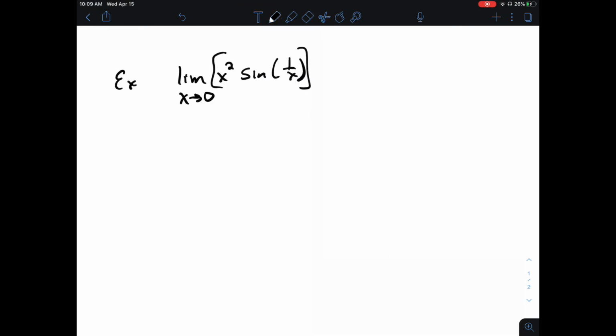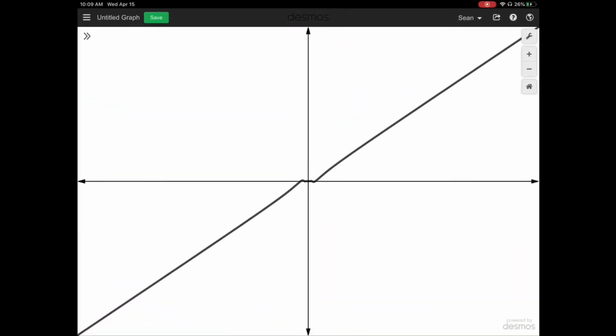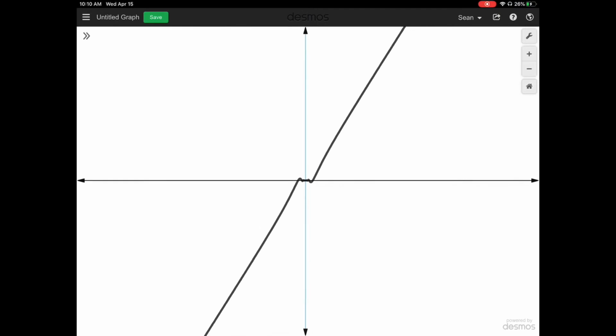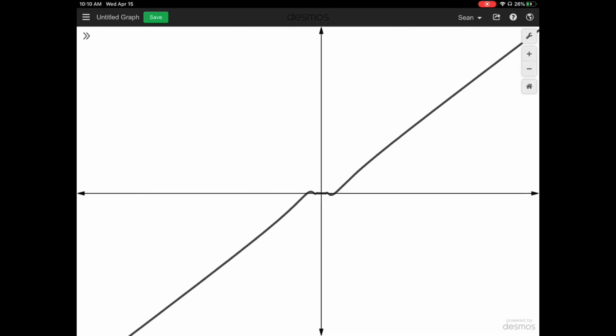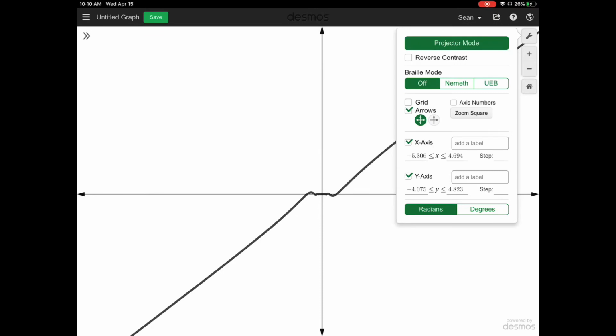We were trying to find this limit. The limit as x approaches 0 of x squared times sine of 1 over x. If we try to use direct substitution, this is going to be 1 over 0, which is undefined. So how are we going to do this? Well, first of all, let me show you what this graph looks like. So this is that graph, and it looks like it's linear to some degree, but if you examine this a little bit closer, let me change my window a little bit.